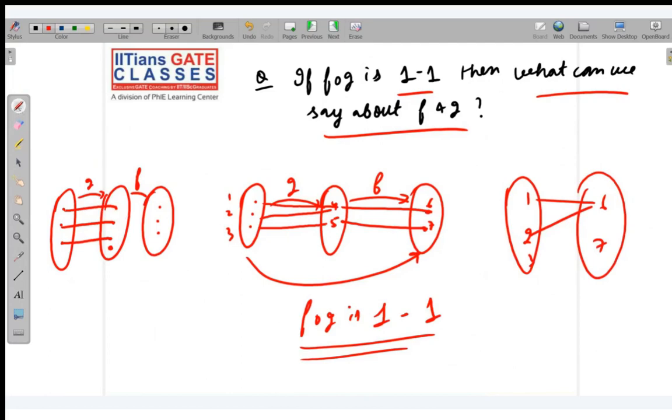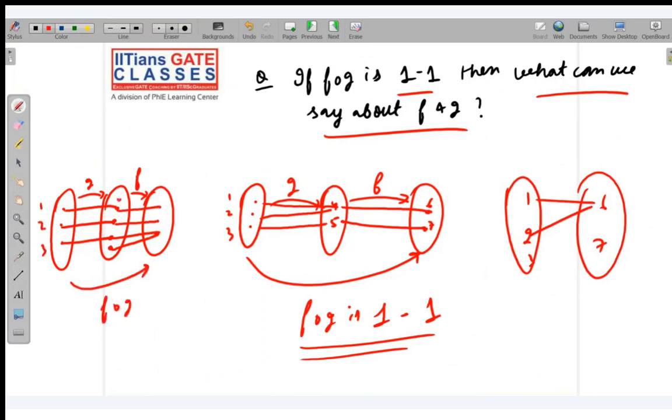Now say for f, this is mapped to this, this is mapped to this, and this is also mapped to this. So now clearly you can see f is not 1-1. Why? Because two elements are mapped to one element. f is not 1-1, but g is 1-1. So clearly we can think that f o g will be 1-1. You can check it out yourself.